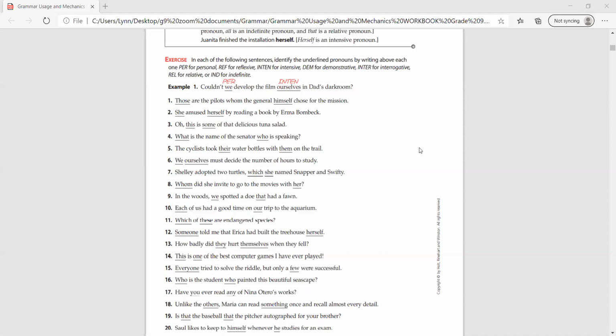Read the sentence. The cyclists took their water bottles with them on the trail. Okay. That first pronoun, what kind is it? It's a demonstrative. Why? Go back to page five. Chris, and I want you to read over the rules again. Afid, can you help?